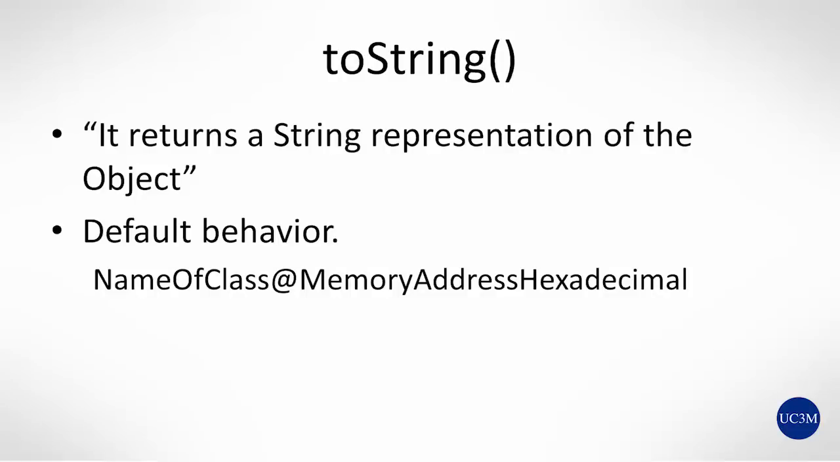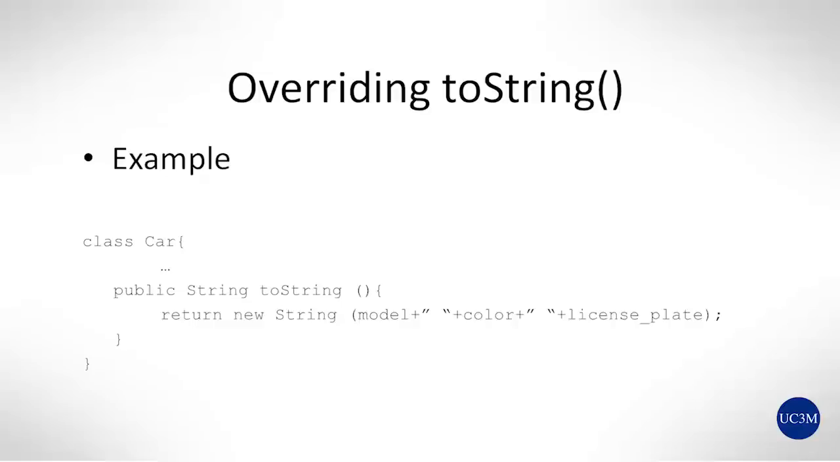In order to override it, for example, if you were programming a class to represent cars, the method toString of such class Car could return the model of the car, the color, the plate number, or any other attribute in a human-readable sequence of characters.